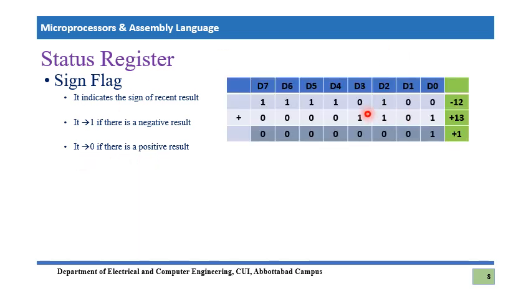Here we are summing two numbers, and I'm taking only 8 bits of information just to provide you enough example. For example, this first number is minus 12 in decimal, and its equivalent in binary is shown in the first row. And the second number is plus 13, so its equivalent is shown here. So the result will become plus 1, and the overall result is 0 0 0 0 0 0 0 1. If you see, the most significant bit is also 0 here, which means the result is positive. So what will be the effect on the sign flag? The sign flag will become equal to 0 here because the result is positive.